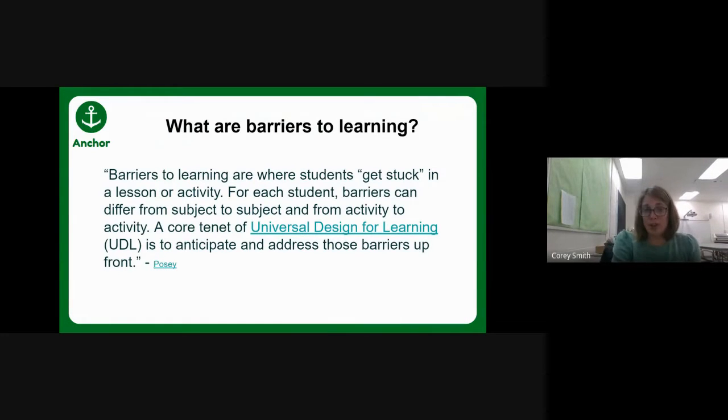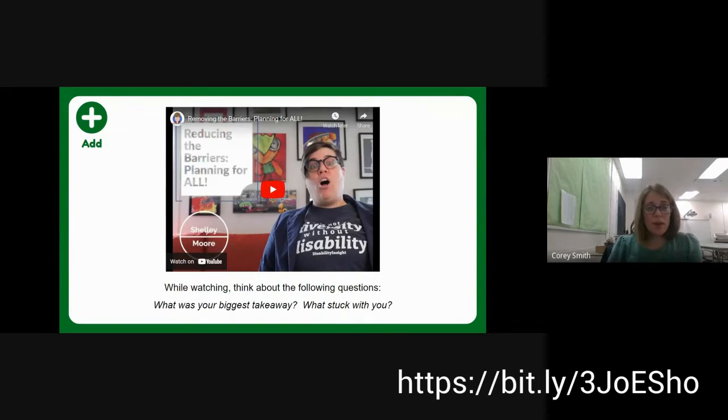So learning barriers. What are barriers to learning? Barriers to learning are where students get stuck in a lesson or activity or an assessment. For each student, barriers can differ from subject to subject and from activity to activity. And a core tenet of UDL is to anticipate and address those barriers up front. So I'm going to play for you a video of Shelley Moore talking about UDL barriers.